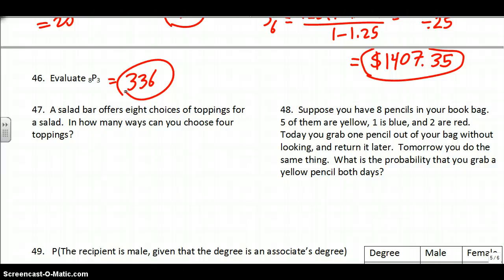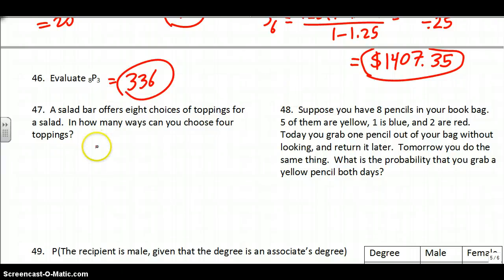A salad bar offers 8 choices of toppings for a salad. In how many ways can you choose 4 toppings? Well, let's think about a salad bar. Mr. Cruze walks up to a salad bar. There's 8 different toppings, but I can only pick 4. Does order really matter in what order I put the toppings on the salad? Does it matter if I put the bacon bits on first after the hard-boiled eggs? No. I can put them on in any order.